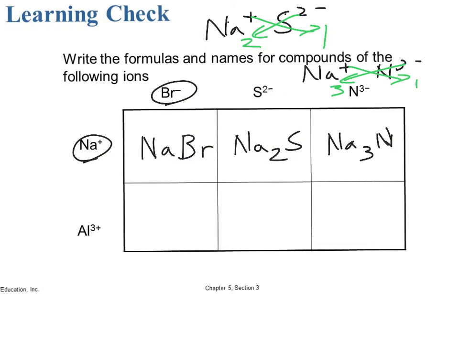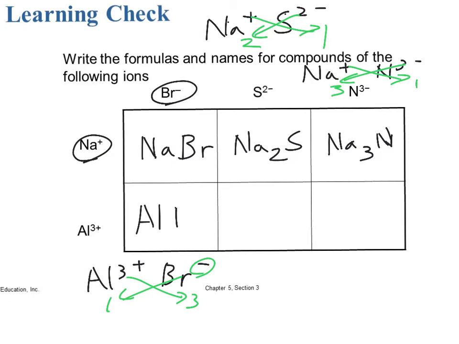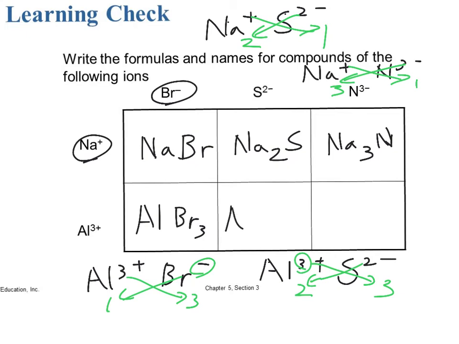Now let's do it again with aluminum. Aluminum 3 plus, bromine -1, crisscross, so that we have 1 aluminum and 3 bromines. Aluminum 3 plus, sulfur 2 negative. We crisscross. The 2 on the sulfur becomes the number of aluminums. The 3 on the aluminum becomes the number of the sulfurs.